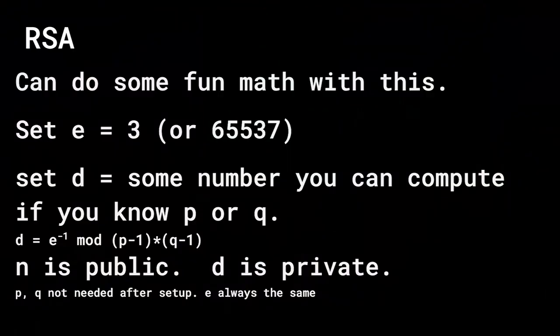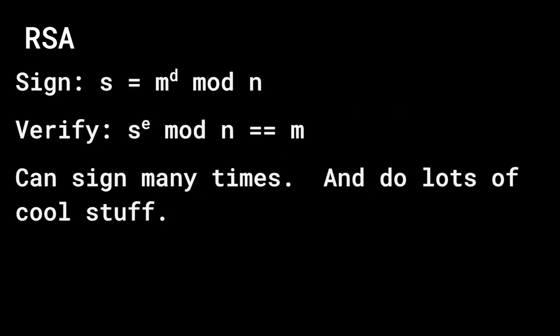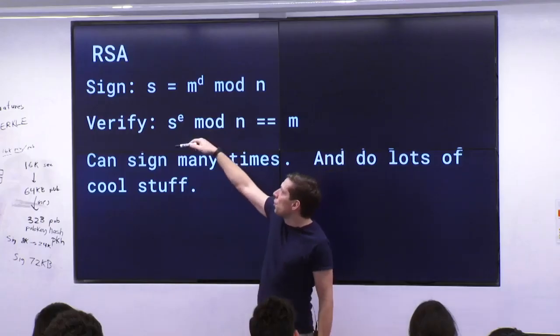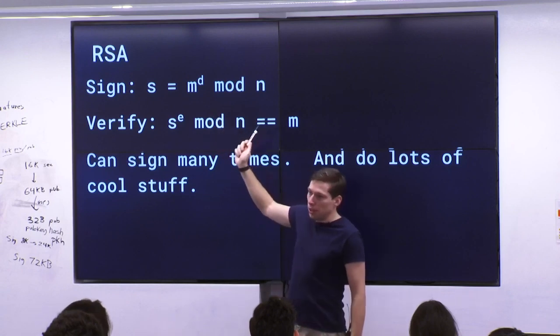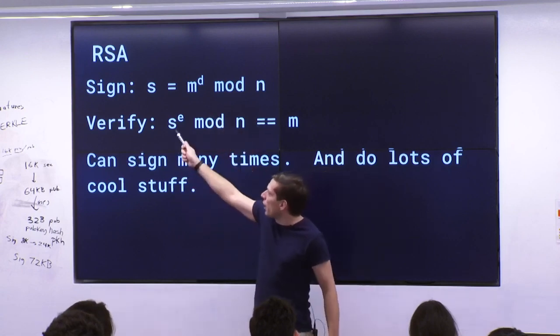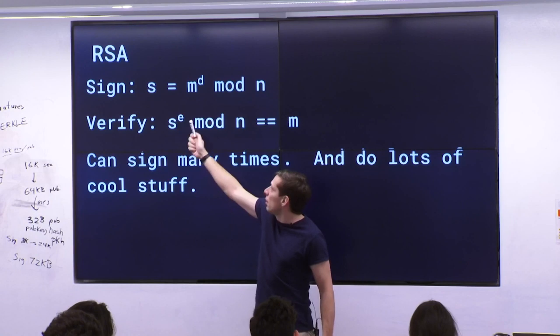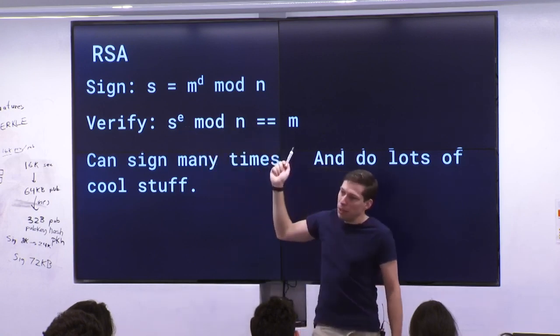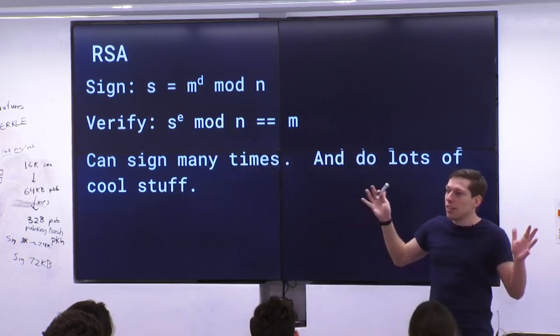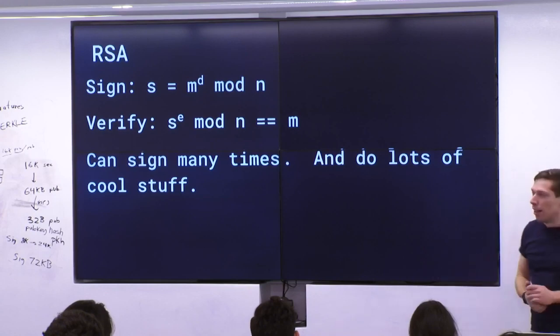And then what you can do, and I'm not going to get into it, is say, okay, my signature S is, I can take the hash and make a message M. Message to the D power modulo N. And if I verify, if I take that signature to the E power modulo N, it should equal M again, which is crazy and kind of awesome.